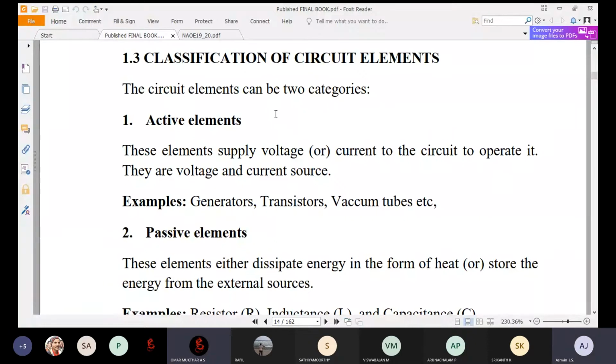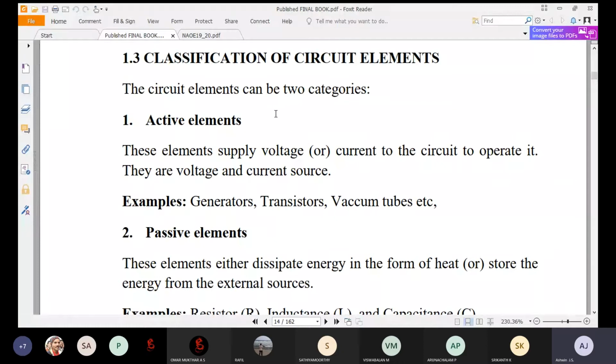So active elements and passive elements we are just categorizing. Active elements are those which are able to consume energy as well as supply the energy. The passive elements will dissipate, I mean convert the energy into another form. It will dissipate the energy in the form of heat. Taking examples for active elements: voltage source, current source, generators, and transistors.